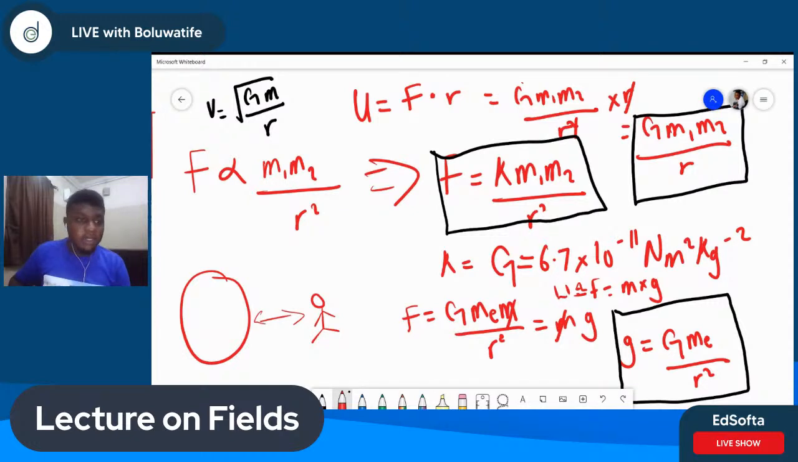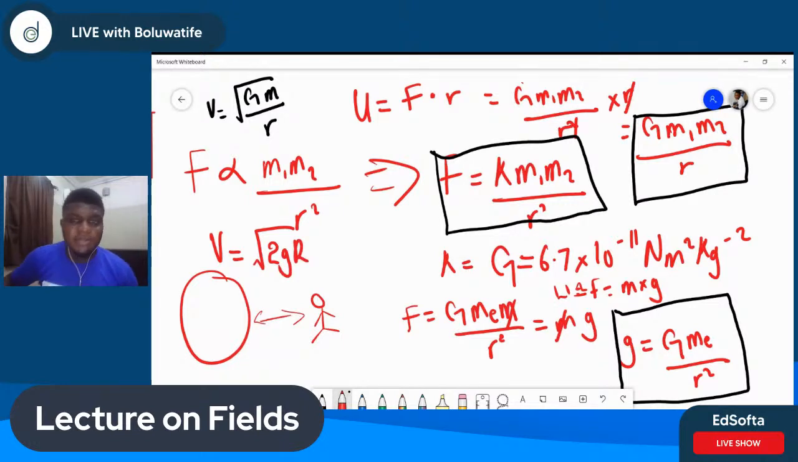Escape velocity is simply the velocity required for you to move an object from the Earth's surface to infinity. And the formula is given as V is equal to the square root of 2GM over R.